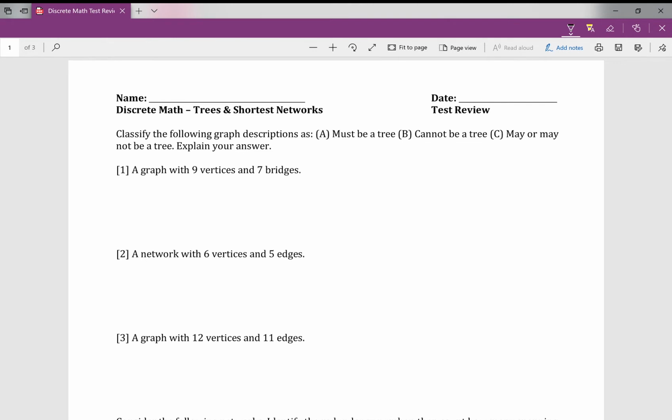Okay, so this is our test review for Discrete Math, Chapter 7. In problem 1, we can work it out by drawing. We can draw our 9 vertices and our 7 bridges, 1, 2, 3, 4, 5, 6, 7. We see that leaves a disconnect, and this is not a tree.